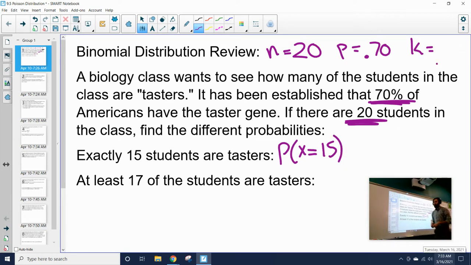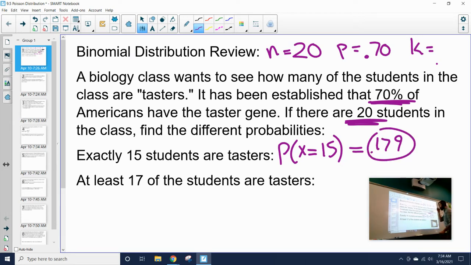So what I had to do here is pull up my little chart, and then look for n equals 20, p equals 0.7, and go all the way down to k of 15. And from there, I just had to write down the number. So I got k of 15 equaling 0.179, and that was my solution.